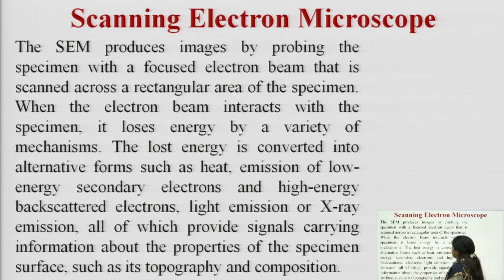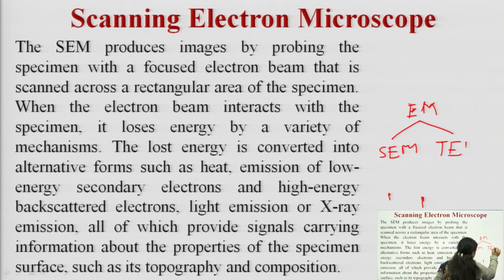Now, after covering the electron, as I told, the electron microscope can be further divided into two types. One is SEM and the second one is TEM. What is the full form of SEM and TEM? SEM stands for scanning electron microscope and TEM stands for transmission electron microscope. These are the two classifications of electron microscope.